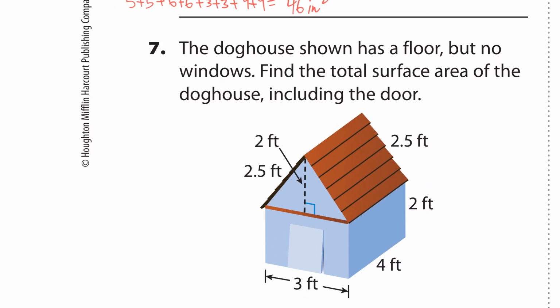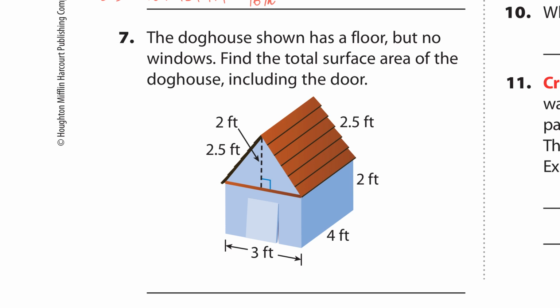Number 7. Whoa, doghouse. So the doghouse shown has a floor but no windows. Find the total surface area of the doghouse, including the door. Okay. So, okay, well, I guess I'll just go with all the different surfaces here. The first one, maybe I'll do that surface right there.